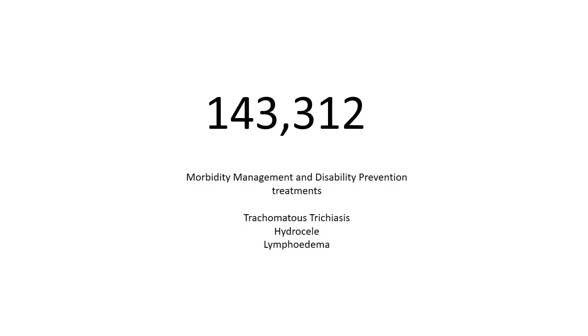So at the current moment, we have 143,312 treatments for morbidity management and disability prevention scheduled in our target. So these are hydrocelectomies, TT surgeries, and lymphedema care, wound care management. In addition to this, we have a target for visceral leishmaniasis, which applies both in Asia as well as Africa, where we expect 25,000 additional cases of VL to be found, diagnosed, and initiating treatment across these countries.